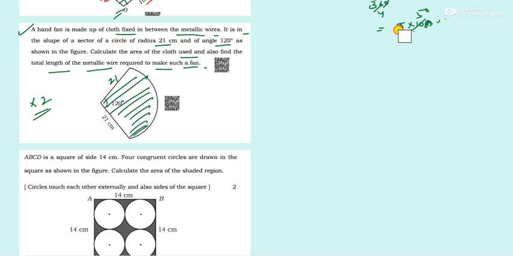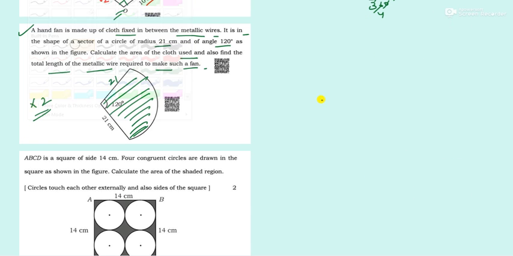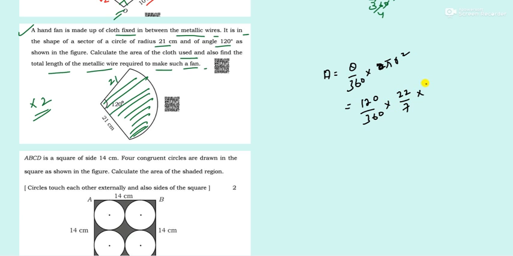Area of sector is theta by 360 into pi r square. Theta is 120 by 360 into pi, 22 by 7, into radius 21 into 21. Correct? So solve it. So 7 threes are 21, 12 ones are 12, 3s get cancelled. So 22 into 21. How much is that? 462. 462 centimeters square. So this is area of one side of this fan.